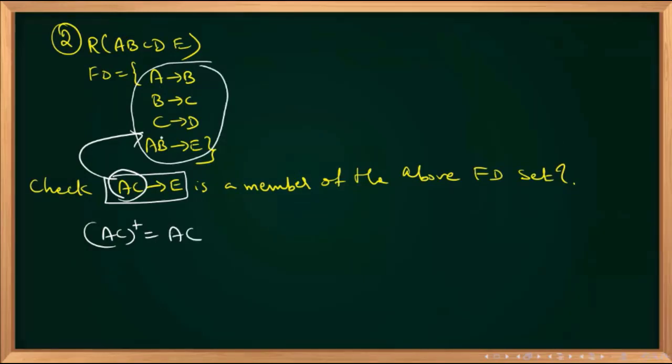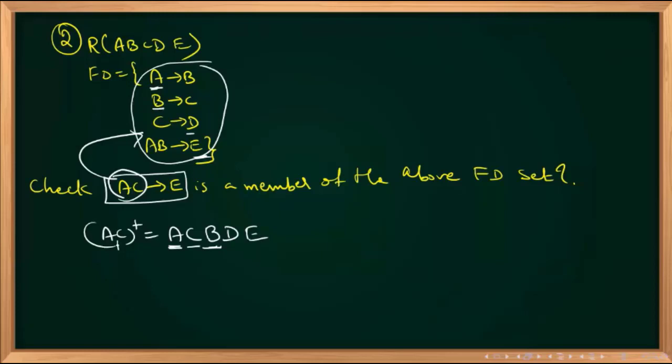Now A determines B is there, so B will come. Then B determines C is there, so C is already there. C determines D is there, so D will also come. Now A, B determines E is there, so E also will come. So actually it is giving everything.